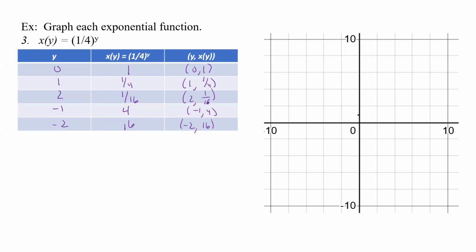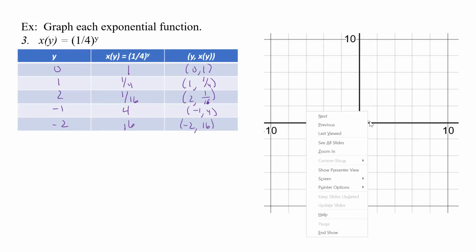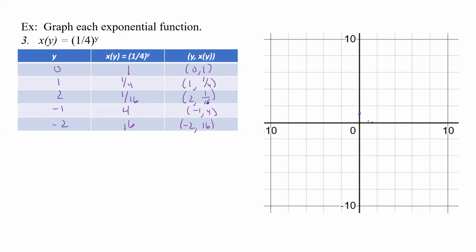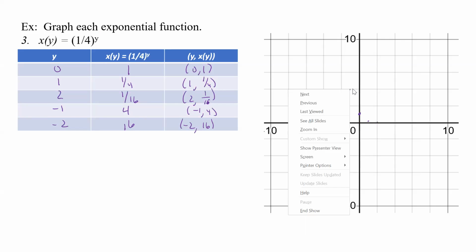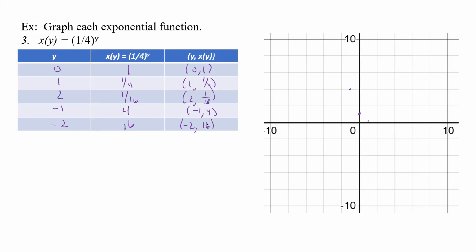So 0, 1, that gives us our point here. Then 1, 1/4, so that's really small, somewhere in this area. And then we have 2 at 1/16, so it's even closer, really, really small. Then we have -1, 4. So that's going to be right there. And like I said, some of them are going to be beyond. So the -2 is going to be at 16, which is going to be way up here somewhere. And so what we know is that it's going to come down.